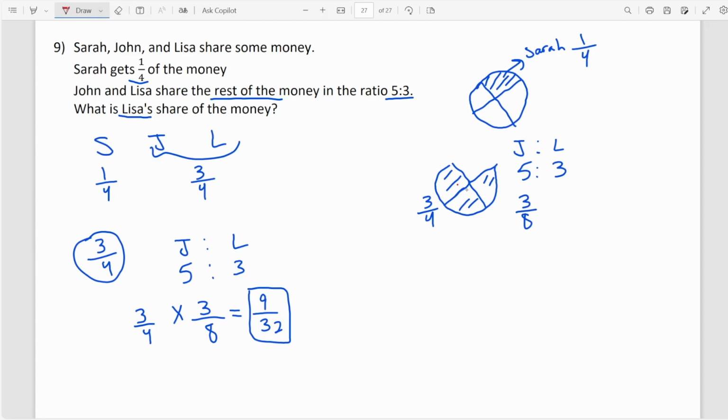We could say it's around this much. This is all just theoretical, but this is the amount she got. But this 3 over 8 is of this amount. What the question is asking for is the share of the money entirely from the very original. So if you multiply 3 over 8 by 3 over 4, you would figure out how much Lisa got from the original money, the fraction that represents that, which would be 9 over 32.